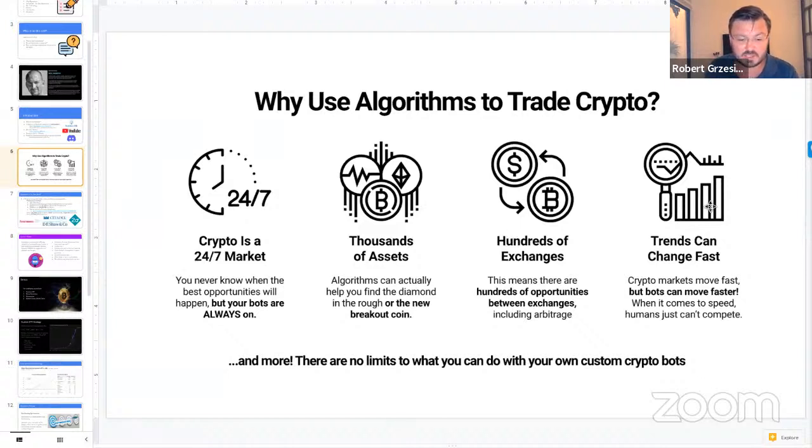Lots and lots of good reasons to use these bots. I see a couple chat messages coming in here. Would my bot be restricted if I live in the state of New York because I don't have access to a lot of exchanges? Yeah, so Annie's right about that.